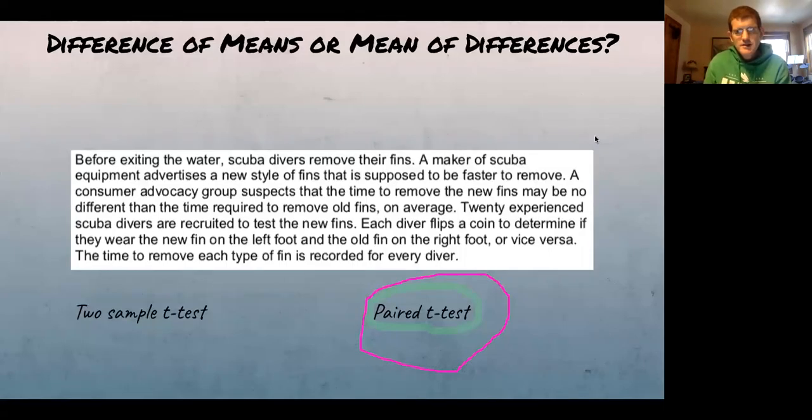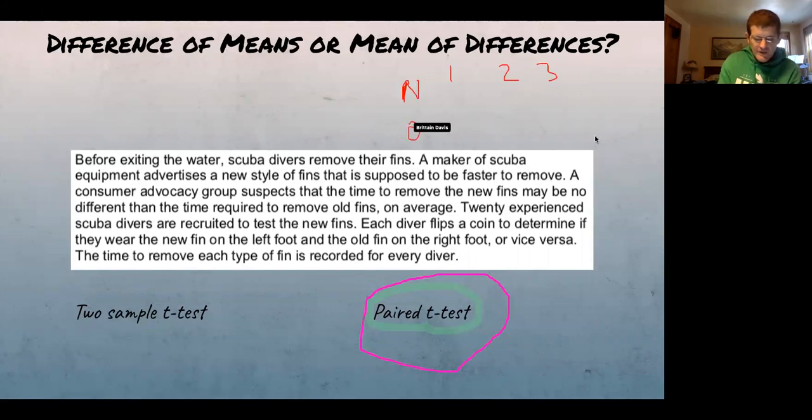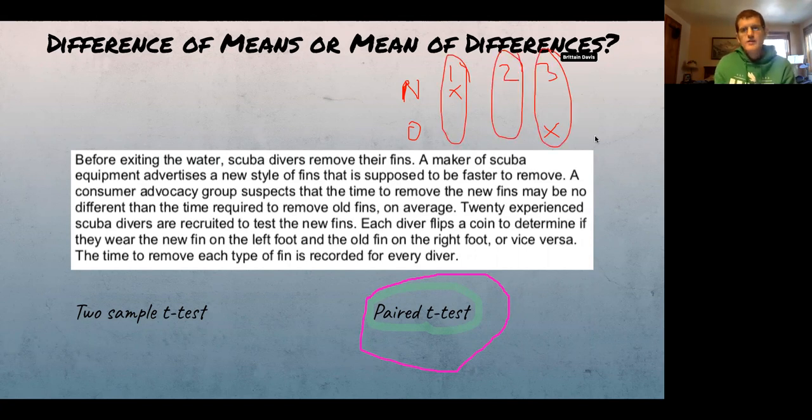Okay, we've got a couple of responses here for paired t-tests, and this does make sense. I know they talk about 20 divers, but here's diver 1, 2, and 3. I don't want to compare the new flipper versus the old one. I don't want to compare this data point to this one. There's a natural pairing right here, new and old for each person. So paired t-test. So it makes sense to pair. All right, very good.